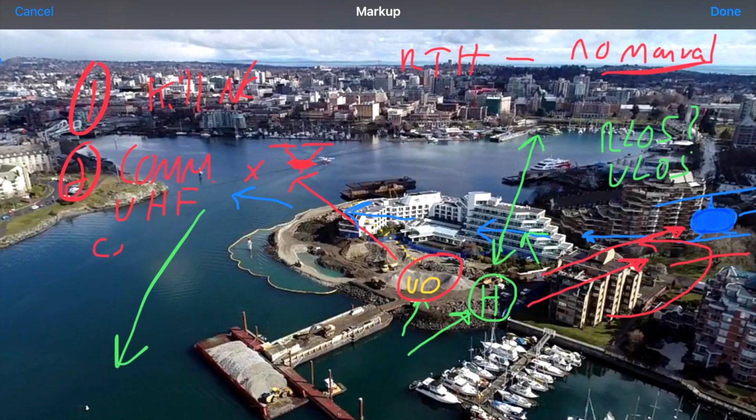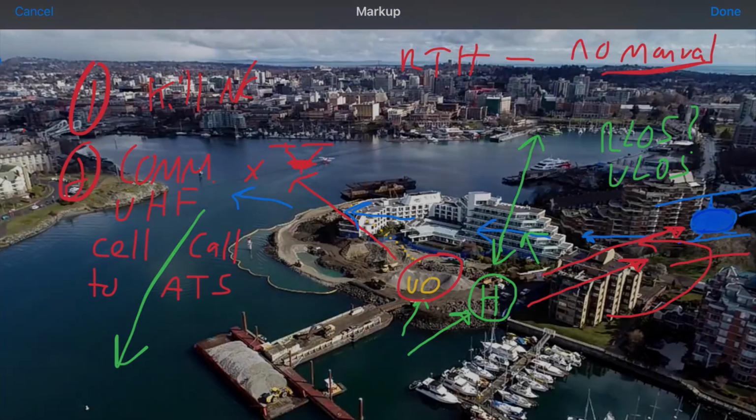And if you don't have a VHF, then your only bet at that point would be a cell phone call to ATC, Air Traffic Services. So you could speed dial that. You may have a chance to avert the collision situation if that were the scenario.